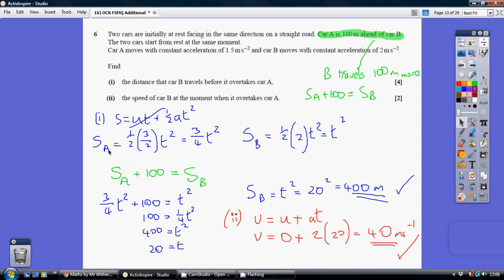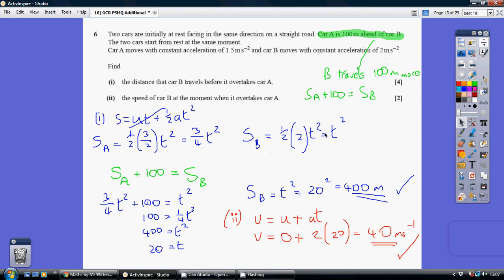So with regard to the distance travelled by A, if we use s equals ut plus half at squared, obviously ut is 0 as u is 0, so we're left with half times the acceleration of 1.5 times t squared. So the distance travelled by A is 3/4 lots of t squared. Now with regard to the distance travelled by B, it's just going to be half at squared because u is still 0. It's half times 2 times t squared, which is t squared.